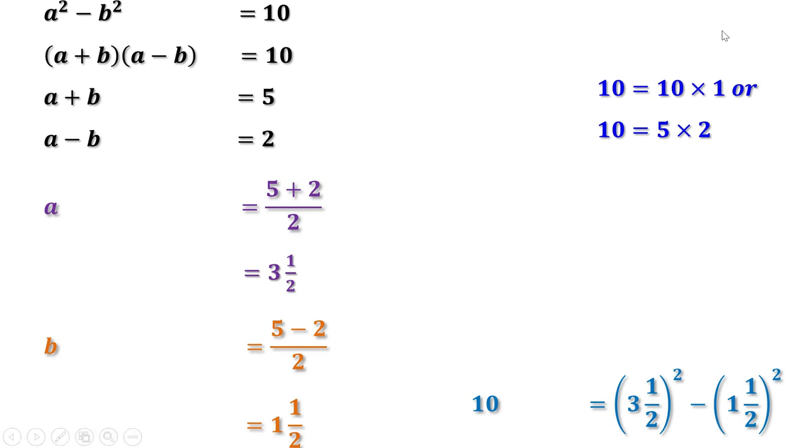What happens when both the factors are even? The sum and difference of two even numbers is again an even number, and half an even number is always a natural number. We know sum and difference of two odd numbers is an even number, and half an even number is always a natural number. That means to express a number as the difference of two perfect squares, first of all we have to express the number as a product of two factors. Among the two factors, if one is an odd number, it cannot be expressed as the difference of two perfect squares. If both the factors are odd, or if both the factors are even, we can express that number as the difference of two perfect squares.